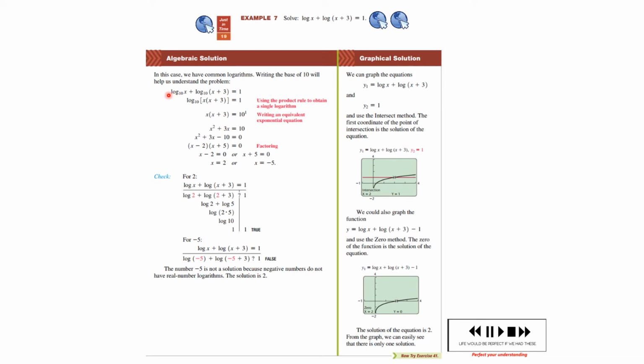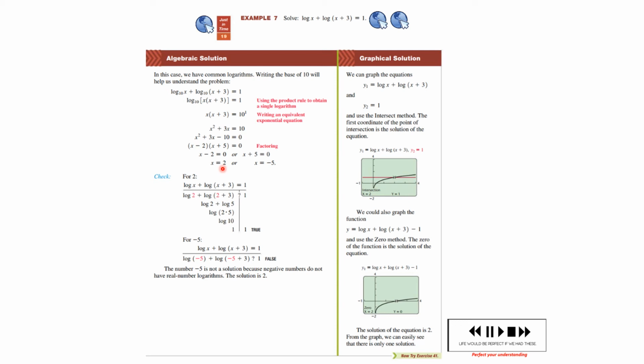Here we get the sum of the logarithms, and we know that that is the logarithm of the product, which is equal to 1. And then I use the exponential form of this, so 10 to the 1 is equal to this product, and I end up with a quadratic that I have to solve. Now this quadratic factors, and I get x minus 2 and x plus 5, and so I can check to see what my solutions are.